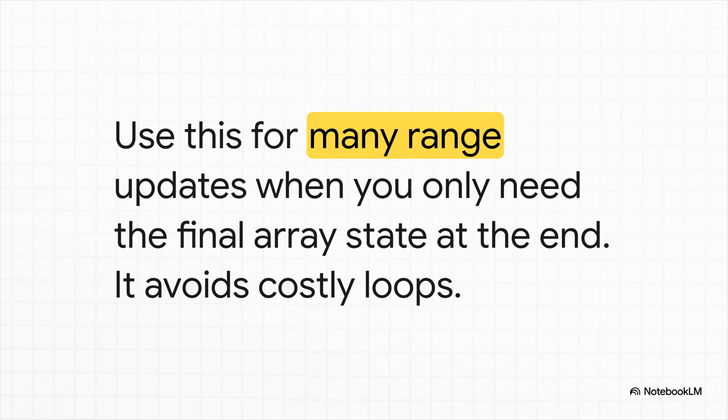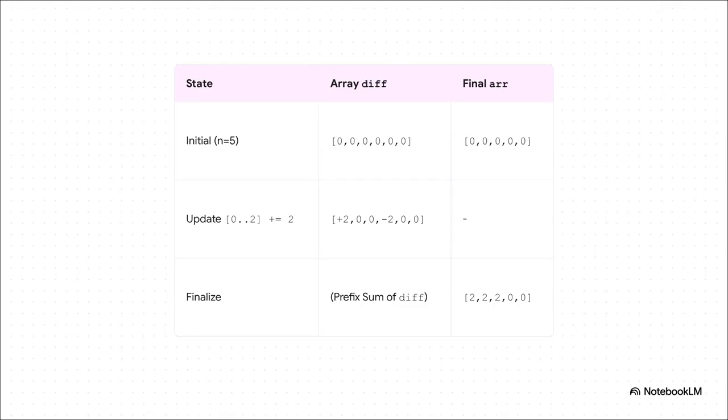Here's another one of those trigger phrases for you. If a problem describes a scenario where you have to perform tons of range updates, like add 5 to every element from index 100 to 1000, but you only care about the final state of the array at the very end, your mind should immediately jump to the difference array. So how does this magic work?